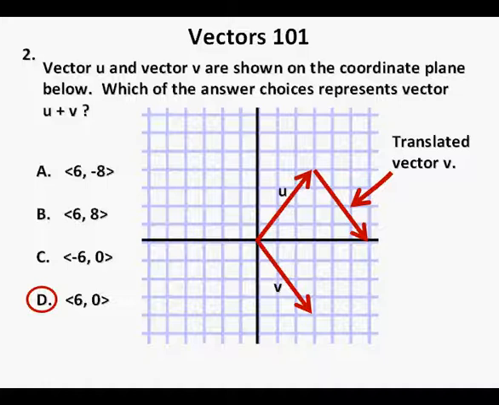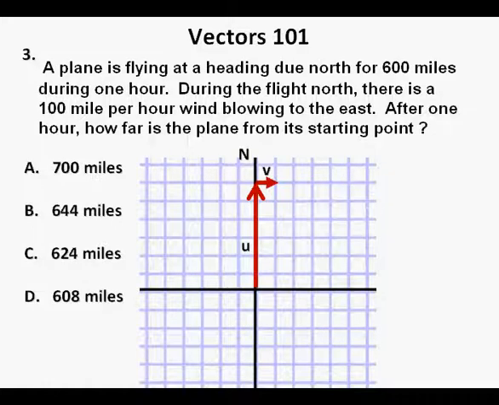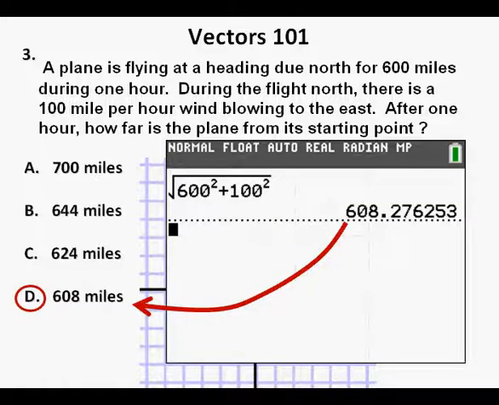Problem 3. A plane is flying at a heading due north for 600 miles during 1 hour. During the flight north, there is a 100 mile per hour wind blowing to the east. After 1 hour, how far is the plane from its starting point? The correct answer to this problem is D, 608 miles. Since vectors u and v are at right angles to each other, we really have a Pythagorean theorem application, and the calculator shows that numbers worked out to be a little over 608 miles, which is closest to answer D.